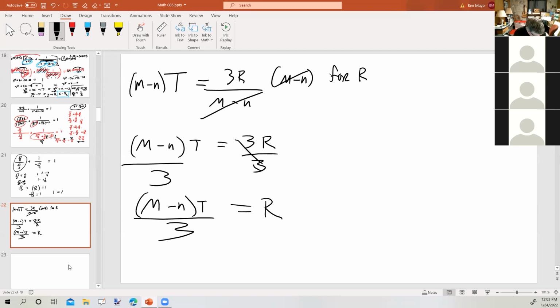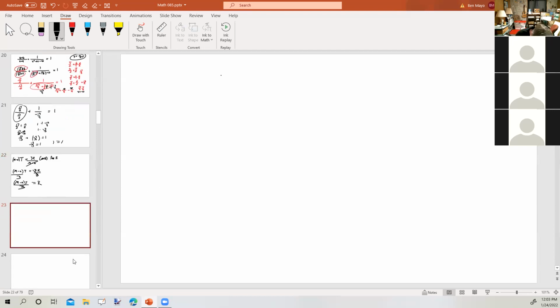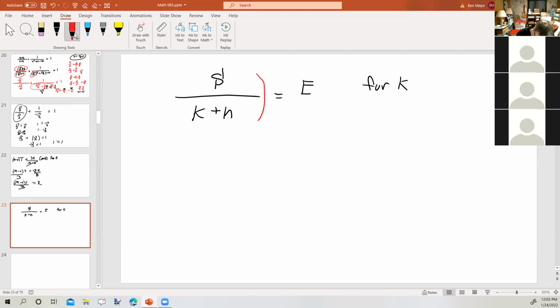All righty. Let's take a look at another example. Capital S divided by (K plus H) equals capital E. Solve for K. Well, K is in the denominator, and I need to not only get it by itself, but it needs to be in the numerator. So again, let's clear the fraction by multiplying both sides by, let's see, is that an H? That's an H, by (K plus H).